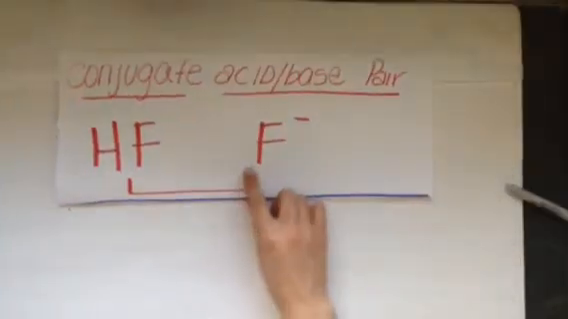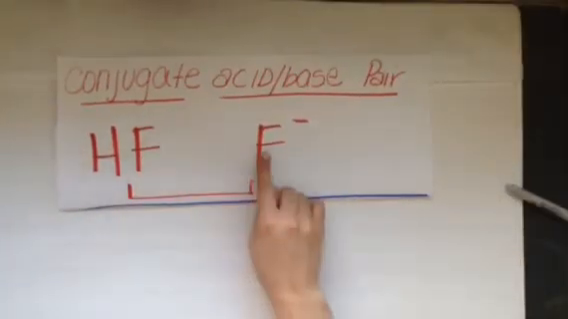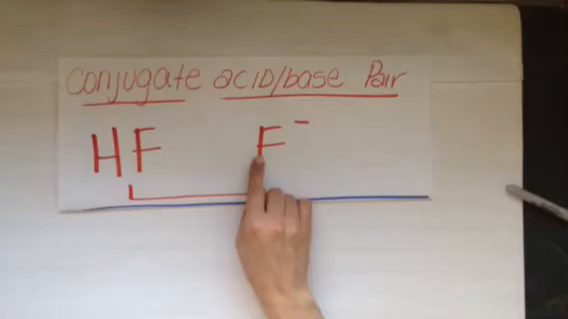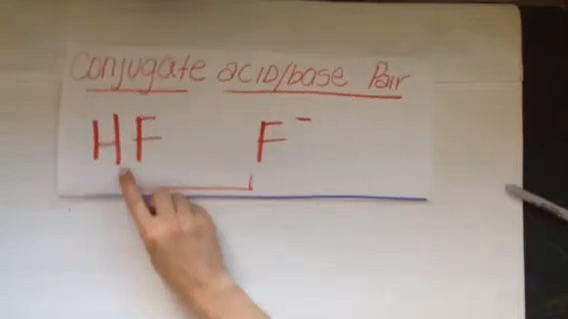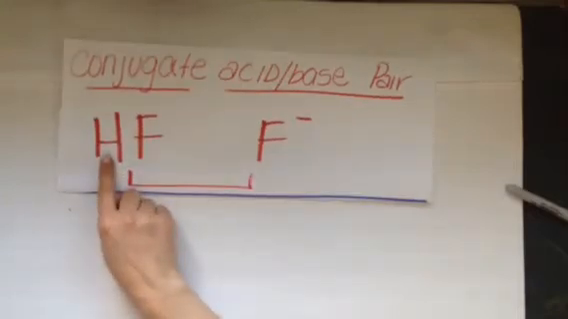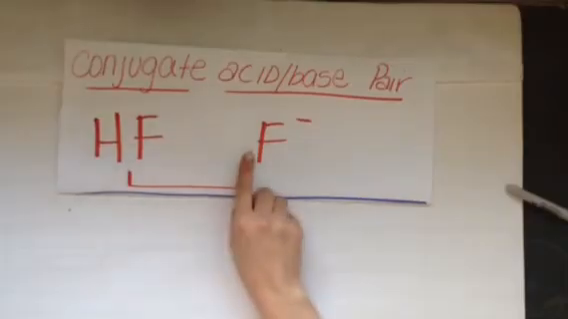Okay, let's just take a look at some basic conjugates seen here. All right, so these are conjugate pairs. How do I know? HF and F minus. F minus lost its proton. 1 proton here, 1 H plus, 0 H pluses here. That's a difference of 1, so those are conjugate pairs.